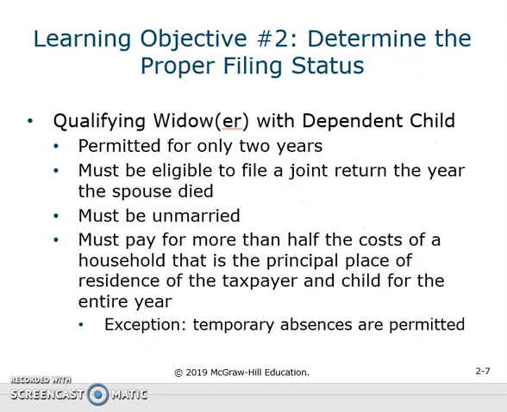There is also a filing status for qualifying widower with a dependent child. This status is permitted only for 2 years, and the taxpayer must have been eligible to file a joint return with their spouse in the year that their spouse passed away. They must be unmarried, and they must pay for more than half the cost of a household that's the principal place of residence for the taxpayer and a child for the entire year.